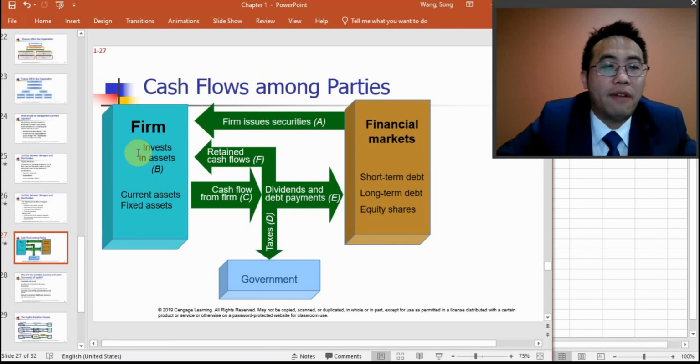And then after the firm makes revenue and a profit, then definitely the money will be paid to the investors in the form of dividends to stockholders and also in the form of interest to debt holders. And the firm can also retain part of the cash flows from its profit for its future development. And definitely the firm will pay taxes to the government.